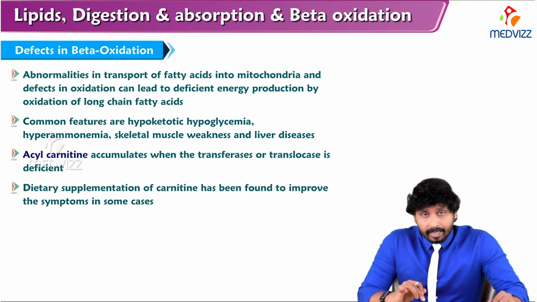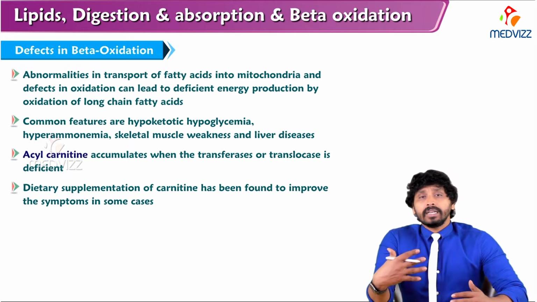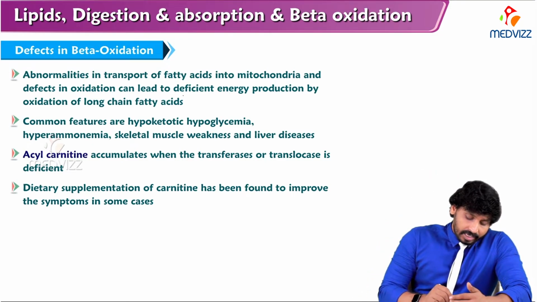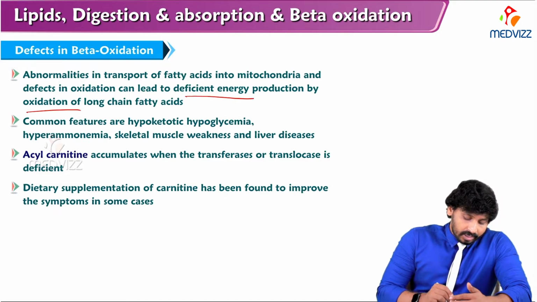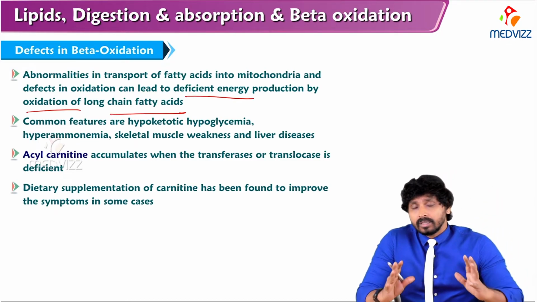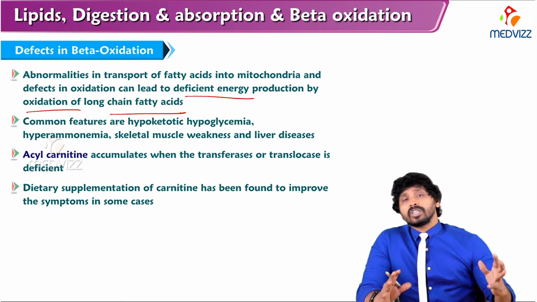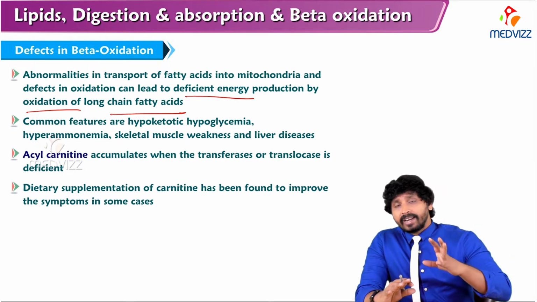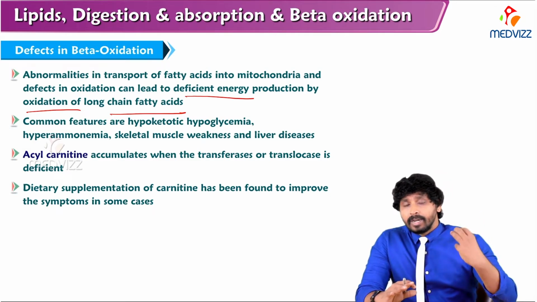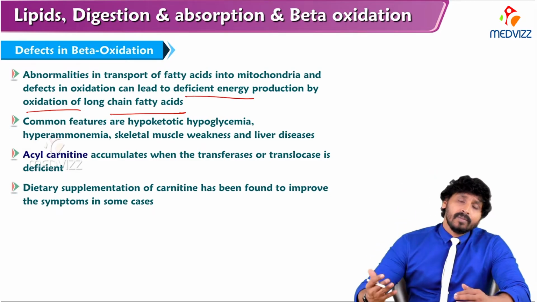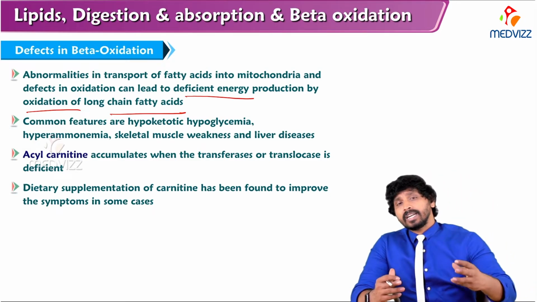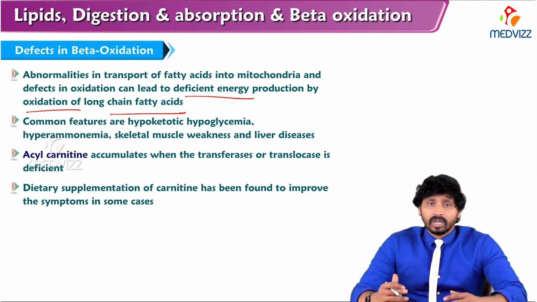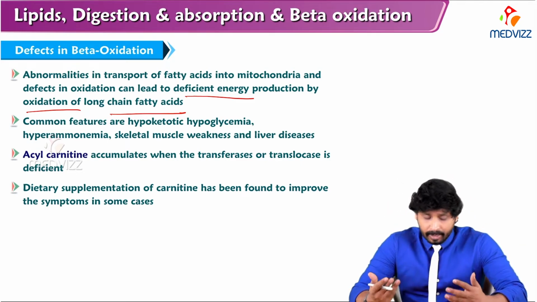So defects in beta oxidation, abnormalities in transport of fatty acids into mitochondria, and defects in oxidation can lead to deficient energy production by oxidation of long chain fatty acids. We have already discussed the importance of the carnitine shuttle in transportation of long chain fatty acids across the mitochondrial membrane and to the matrix, participating in the beta oxidation proper. If there is no availability of carnitine, or if there are enzymatic defects like CAT1 or CAT2, long chain fatty acids cannot cross the mitochondrial membrane and participate in beta oxidation proper.